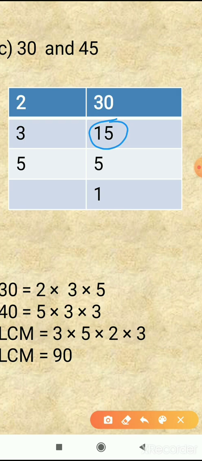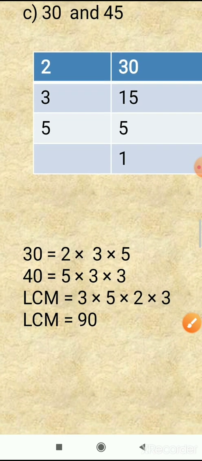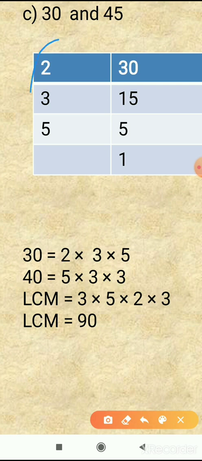Now 15 is not divisible by 2, so the next prime number is 3. 15 is divisible by 3: 3 fives are 15. And 5 is a prime number, divisible by itself: 5 ones are 5. In this way we get the prime factorization of 30. Here all the divisors are prime numbers, so the prime factorization of 30 is 2 multiplied by 3 multiplied by 5.